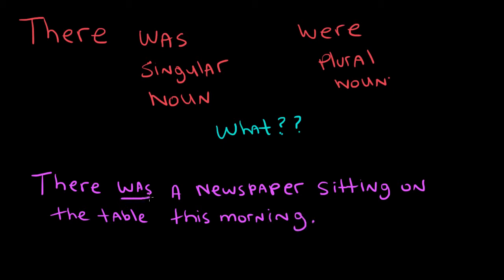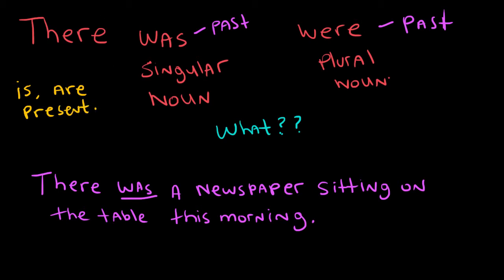If we say there was, it's the past. And there were is also the past. Because the present is there is and there are. So when we use there was and there were, we are talking about the past. Let's look at another example. In this example, there was talks about a newspaper. Since it's one newspaper, then it's singular. And if it's singular, we use was.